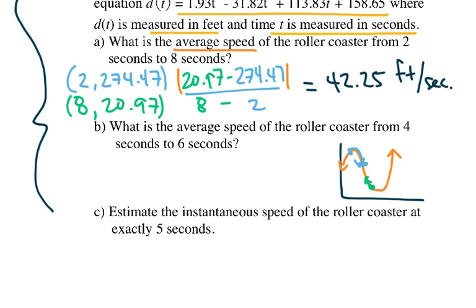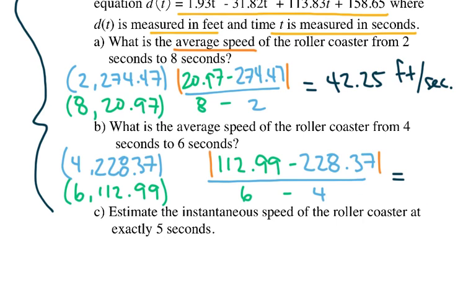So the math is going to be similar here. Go ahead and find those points. You get 4, 228.37 and 6, 112.99, and then we can do the same slope equation. And now we get 57.69, so 57.69, again, feet per second. Don't forget your labels there.